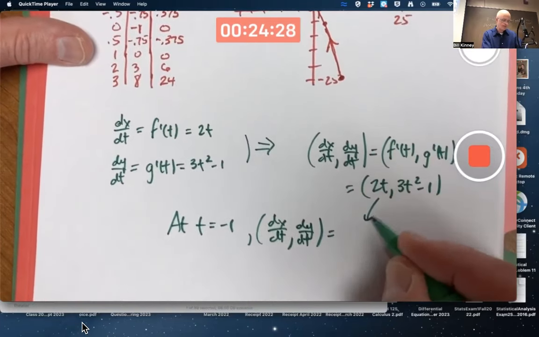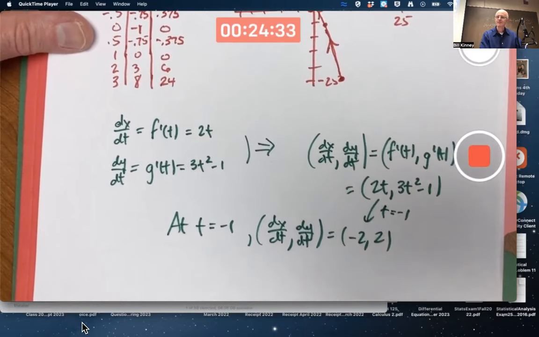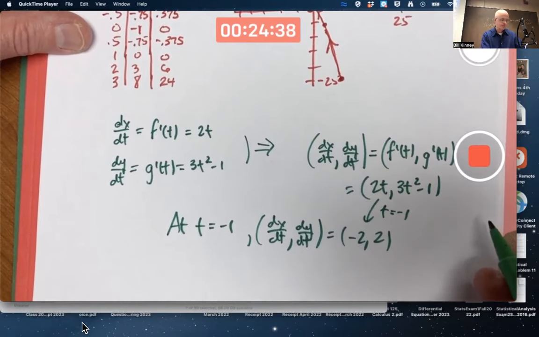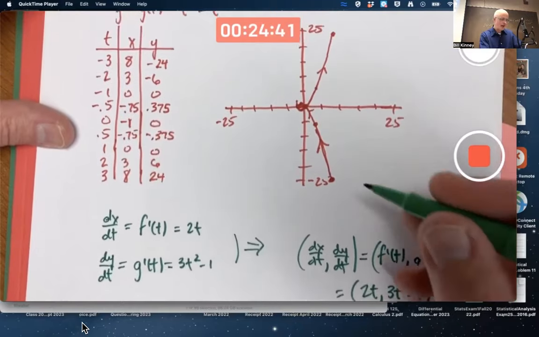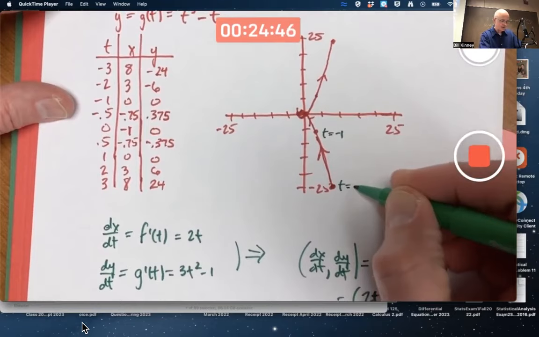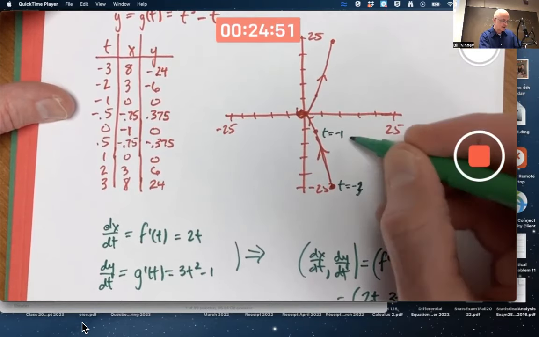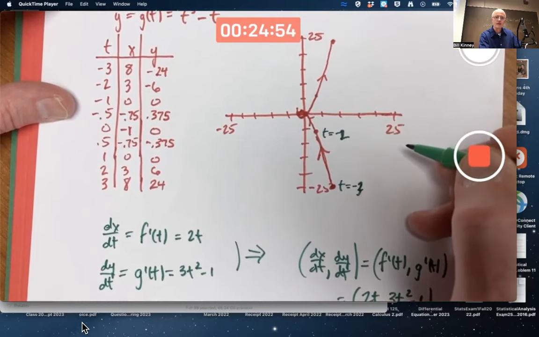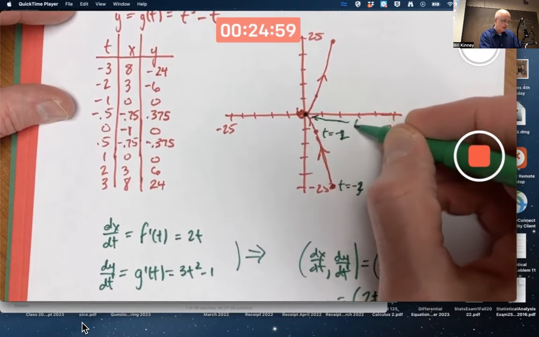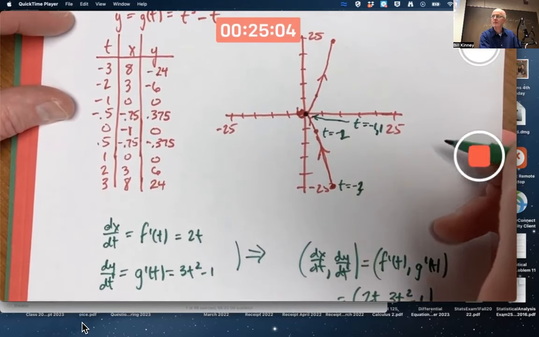Plug in -1, t equals -1, I'll get -2, comma 2, it looks like. Right? Plug in -1 into both formulas there. In this graph, at time equals -1, I'm right here. In fact, you can put the t information in the picture, but it's with a label. T equals -3 here, -2 here. You're at the origin at -1. You're also at the origin at +1 after you go through the loop.